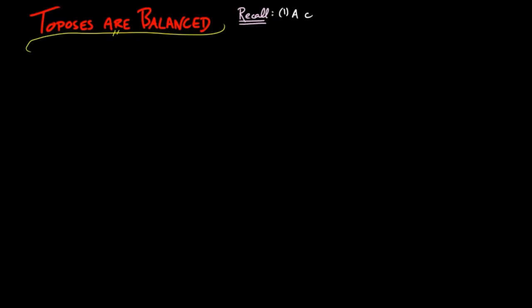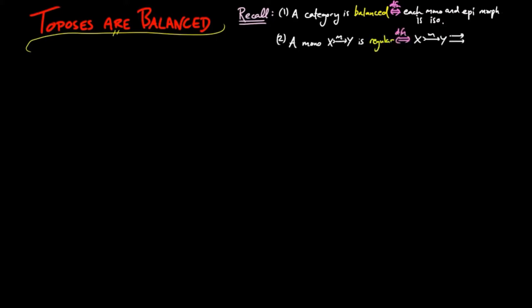Since toposes have a subobject classifier, it is easy to show that toposes are balanced categories. Recall that 1. A category is balanced provided each morphism which is both a monomorphism and an epimorphism is necessarily an isomorphism. 2. A monomorphism M is regular provided there exist morphisms F and G making the following diagram an equalizer diagram.